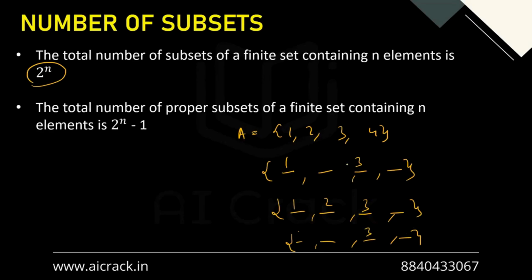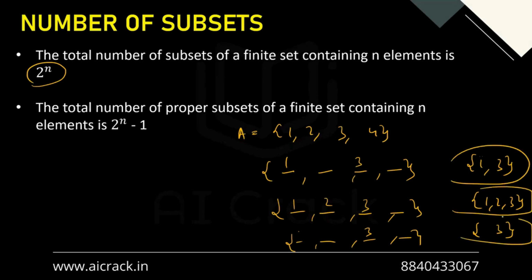So this particular set became 1, 3. This became 1, 2, 3. This became just 3. All of these sets are subsets of this particular set, right? Agreed. All these sets are actually subsets of this one. And how did we create it? We chose either to include every element or not.